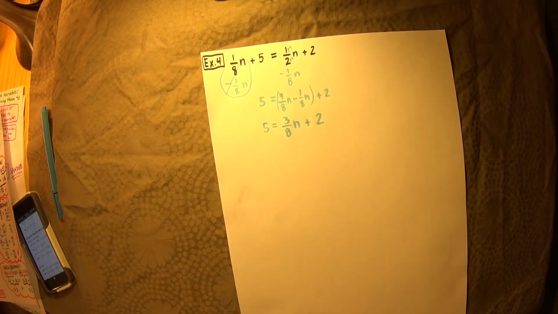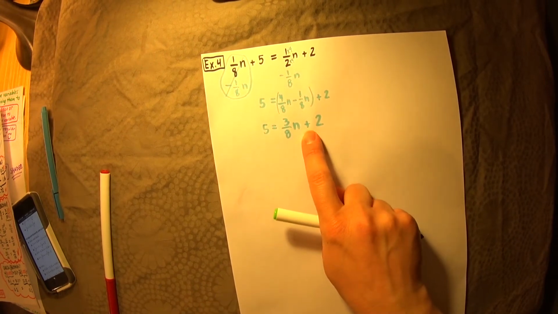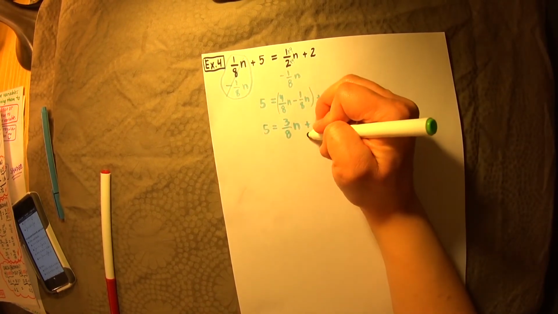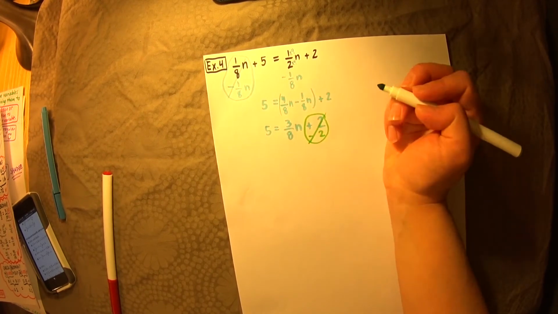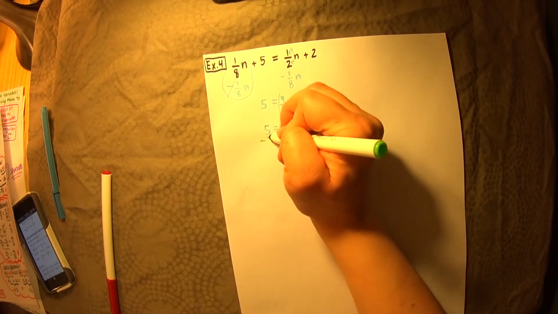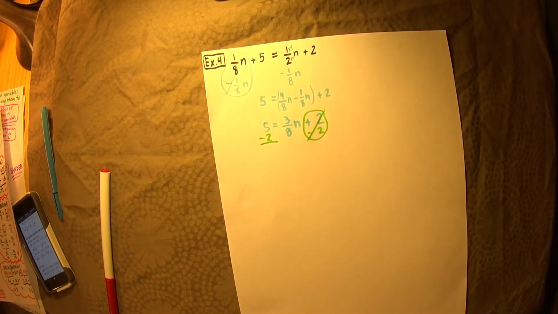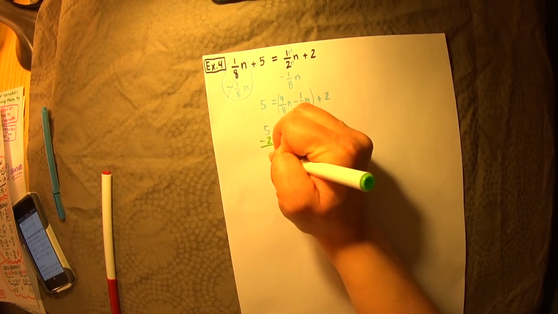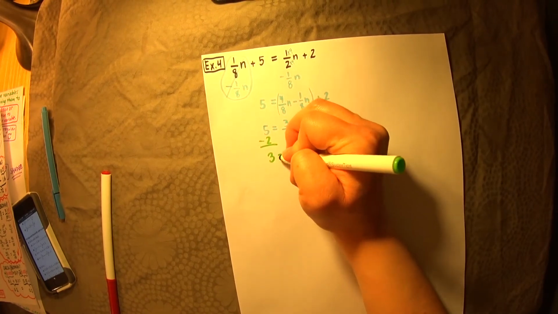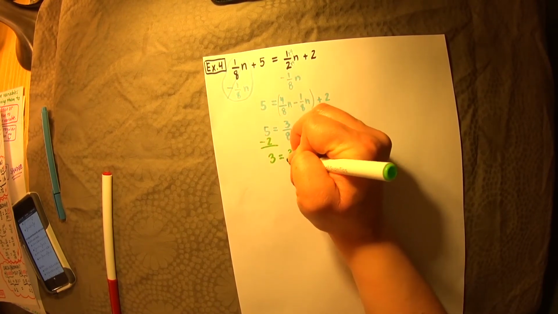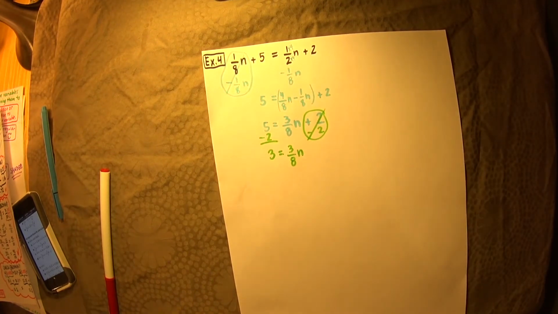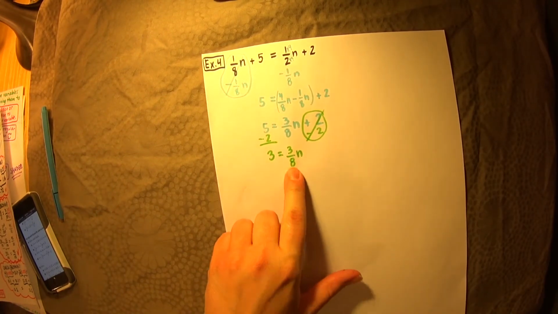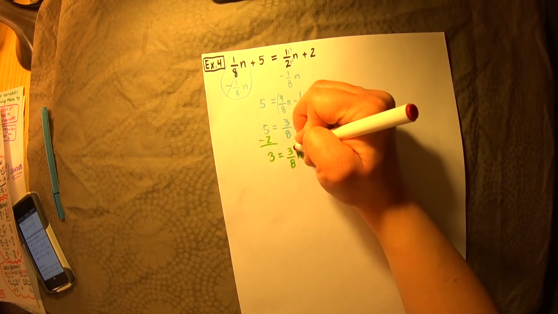So step 1, cancel out the constant using addition or subtraction. In this case it's plus 2, so the opposite would be to minus 2. Cancels to 0. Do the same thing to the other side. 5 minus 2 gives me 3. 3 is equal to 3/8 n. Okay, step 2, cancel out the numerical coefficient using opposite operations.